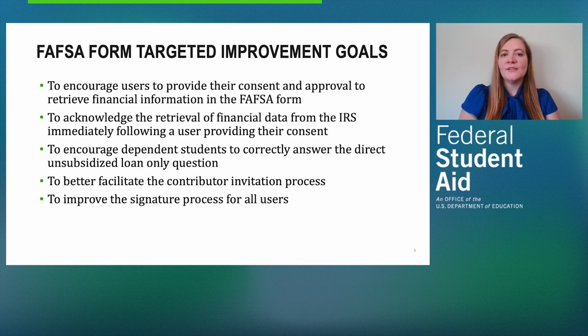Out of all these sources, we identified 5 main areas to focus our improvement efforts on. To encourage users to provide their consent and approval to retrieve financial information on the FAFSA form, to acknowledge the retrieval of financial data from the IRS immediately following a user providing their consent, to encourage dependent students to correctly answer the direct unsubsidized loan-only question, to better facilitate the contributor invitation process, and to improve the signature process for all users.